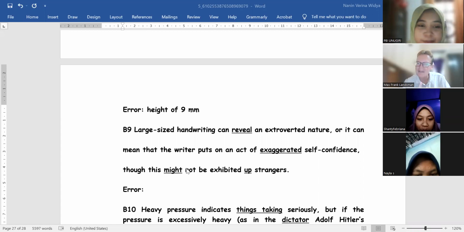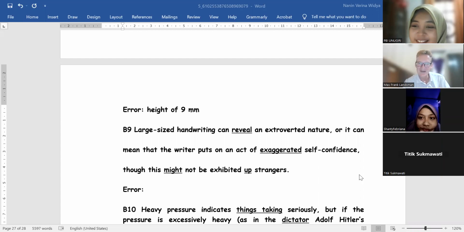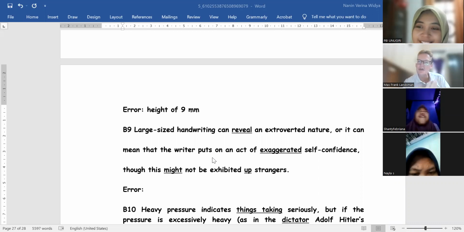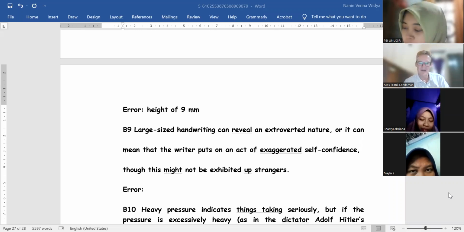Nah, ini error identification, ini identifikasi kesalahan. So which one is wrong? There must. Which one is? Again, a short word, only 2 letters. Matter of counting. How about up? Hitung saja. Yes, because you exhibit something to somebody else, never up. So it can reveal, it can show, fine, exaggerated, lebay. It might be, well, it might not be, kemungkinan kecil. And you exhibit something to strangers. Very good.